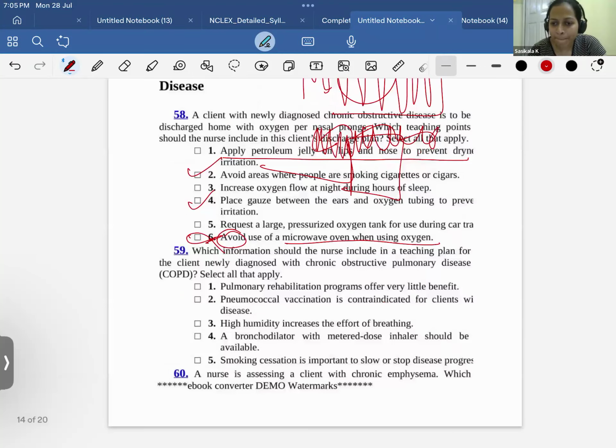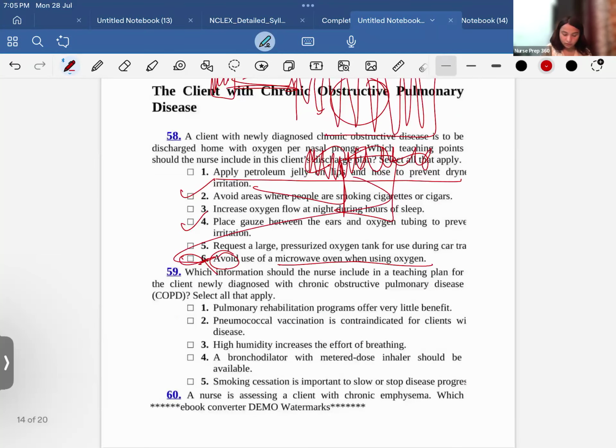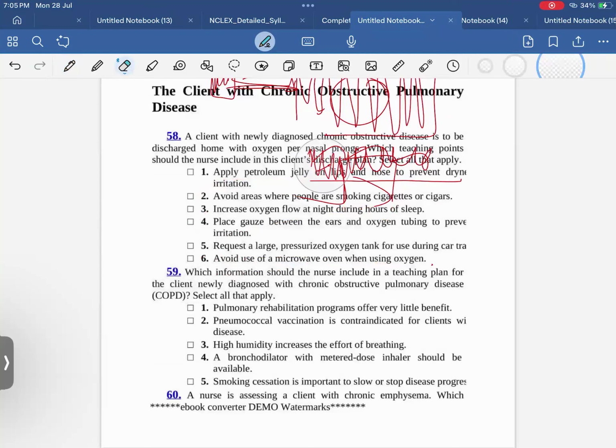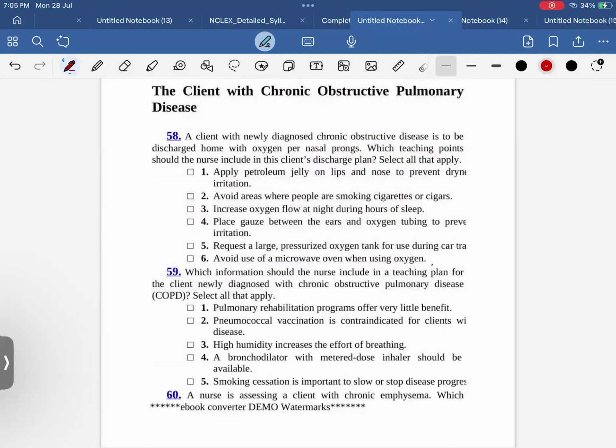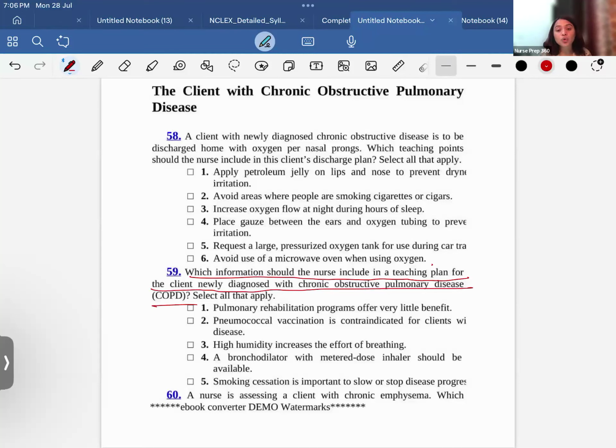Okay. Next, read the next question. Which information should the nurse include in the teaching plan for the client newly diagnosed with COPD? Select all that apply. You have to give health education to the patient with COPD. The first option: pulmonary rehabilitation programs offer very little benefit. True or false? False.